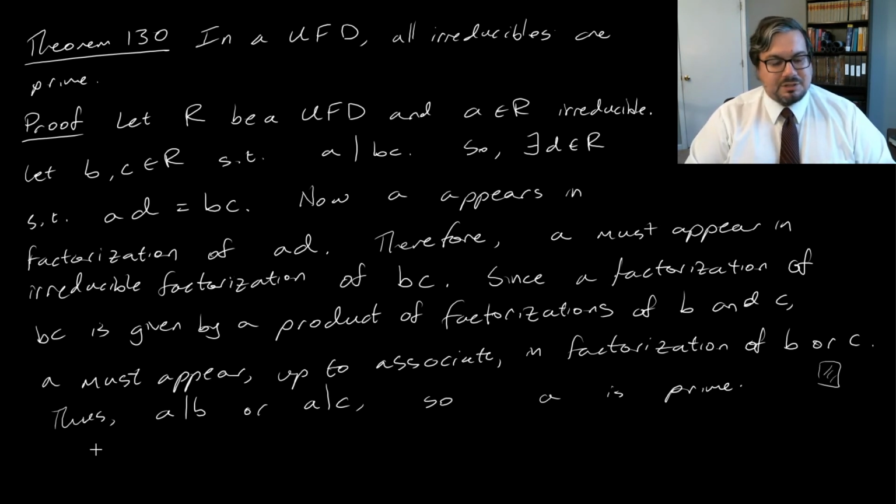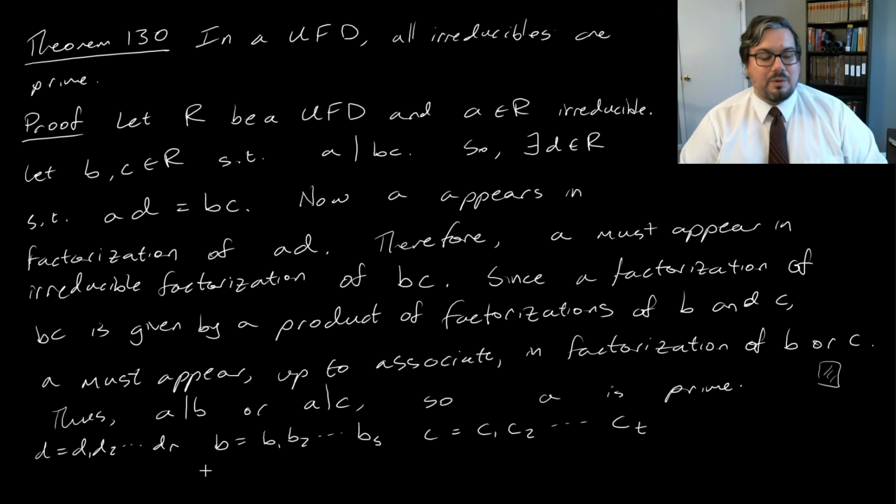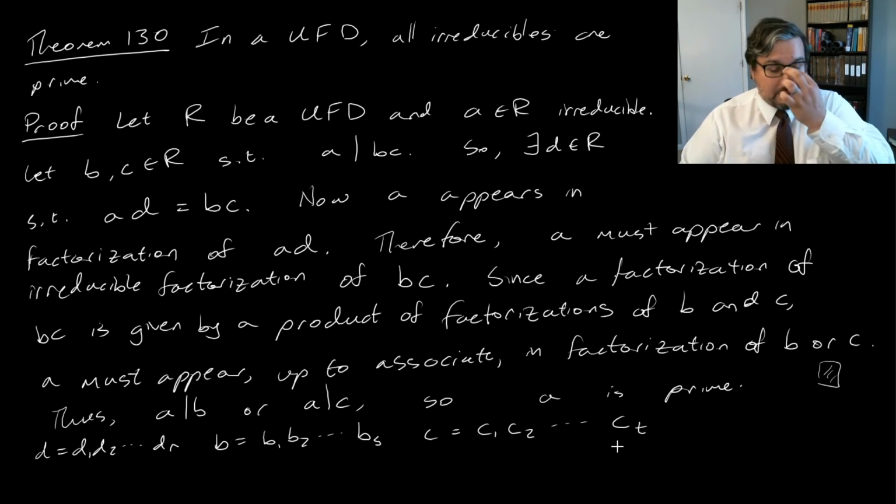Just really quick, I want to write out in symbols the main thrust of the argument here, just for clarity. So we have that D can be written as D1, D2, up through Dr, let's say. We have that B can be written as B1, B2, up through Bs, and C can be written as C1, C2, up through Ct, where r, s, and t are integers. The Di, Bi, and Ci are all irreducible elements.